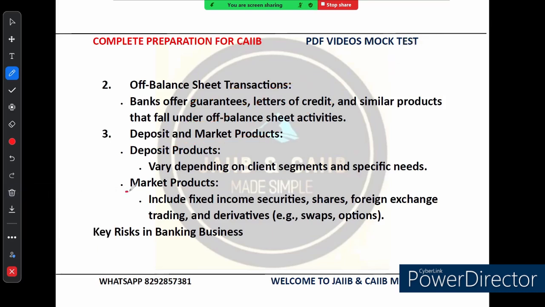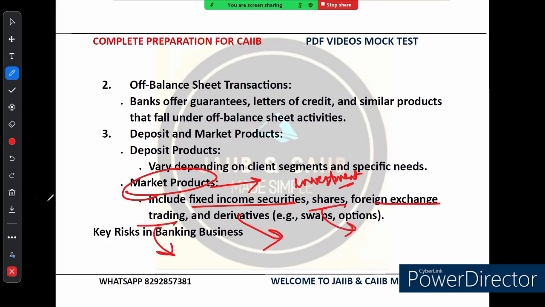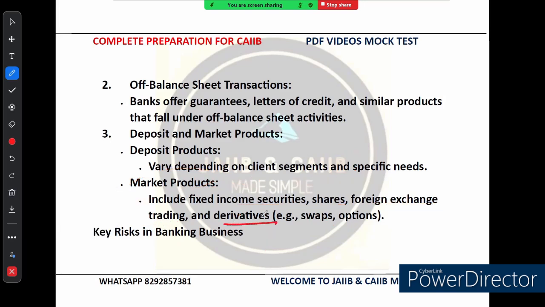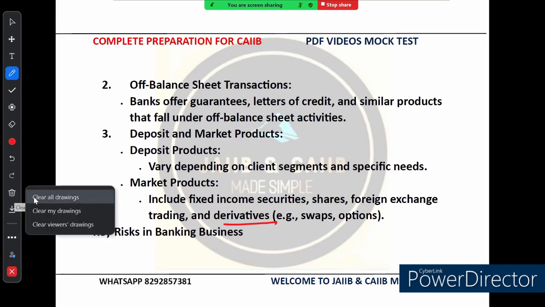Let's go into detail about the market products. See, banks also deal with market products, which are more investment focused. These include things like fixed income securities like bonds, shares, stocks, and foreign exchange trading, where banks trade currencies. Then we have derivatives such as swaps and options. For example, a company might use a swap to exchange one type of loan payment for another to reduce risk or cost.